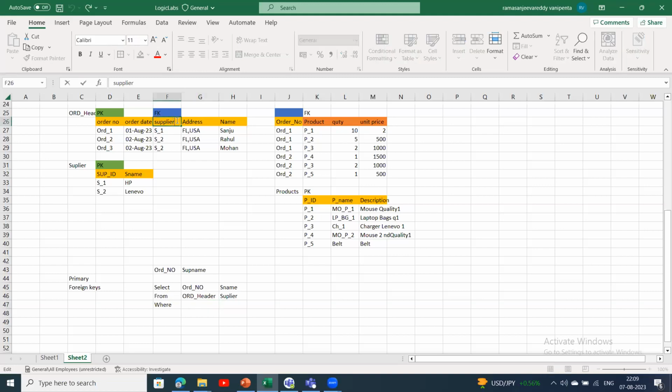Imagine this is SP underscore ID in the column name. See, order header table supplier ID, I'm comparing with supplier table supplier ID. Yes or no? I'm comparing this ID with this ID. Yes, sir. So here I'm writing, in this order headers table, I'm writing like this: order headers table dot sup underscore id is equal to supplier dot sup underscore id.